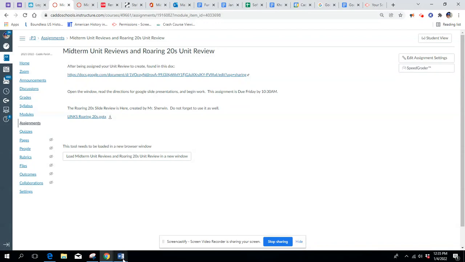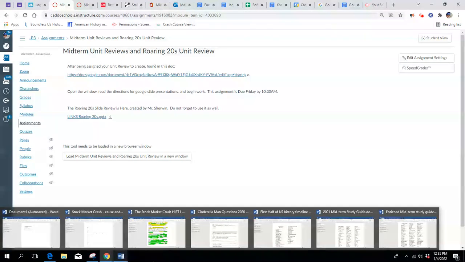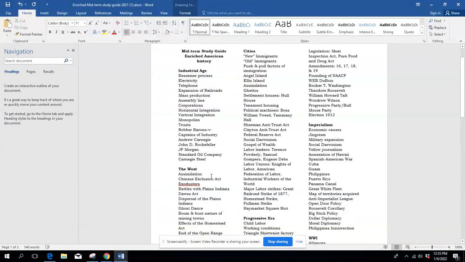Let's look at your midterm review. What I'd like you to do with your highlighter, or you can just put check marks, is go through each one and read each one. If you come to a term or a person or a movement that you don't quite understand, where you think, I don't remember what this is at all, highlight it.